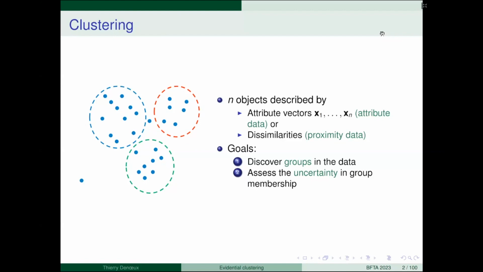So the first goal is to discover groups in the data. And the second goal can be to assess the uncertainty in the group assignments. Okay, how certain can we be of these groups? For example, here we have a data set with two attributes, and we have a partition in three groups. But for this object, we may be uncertain whether it belongs to either of these two groups. And this one we can also be uncertain whether it belongs to any of the three groups. Okay, so this is an outlier. So we want to quantify this kind of uncertainty.